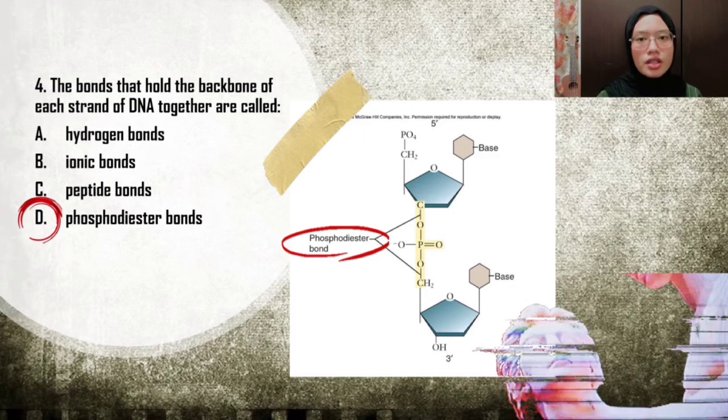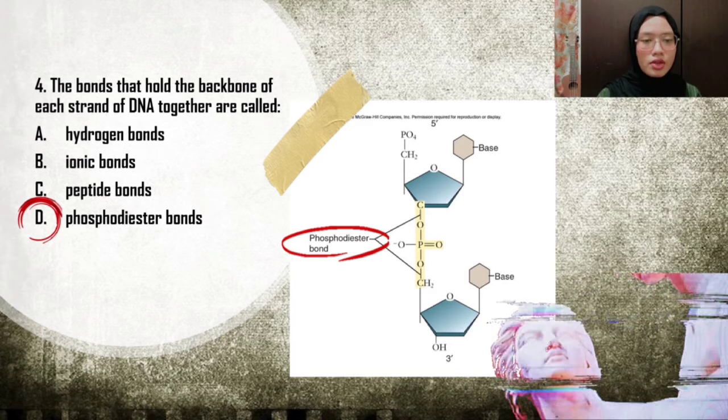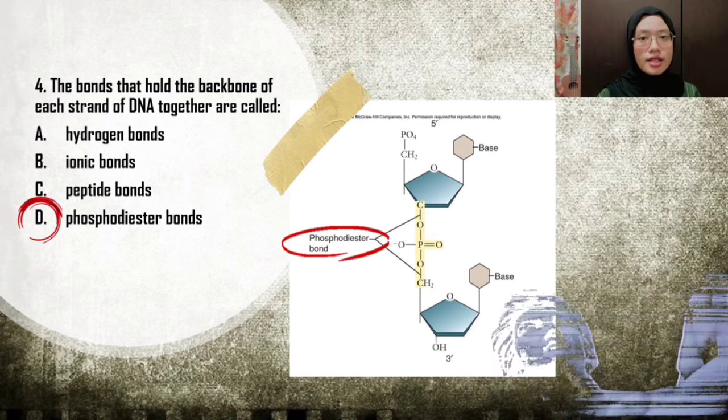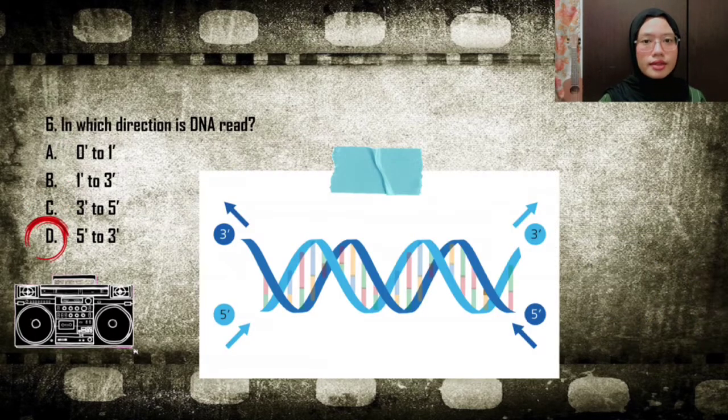The fourth question, the bonds that hold the backbone of each strand of DNA together are called... The answer is D. The fifth question, the information contained in DNA is encoded by the B, nitrogenous bases on the inside of the DNA molecule, which are adenine, thymine, cytosine, and guanine. The sixth question, in which direction is DNA read? The answer is D, 5' to 3'.